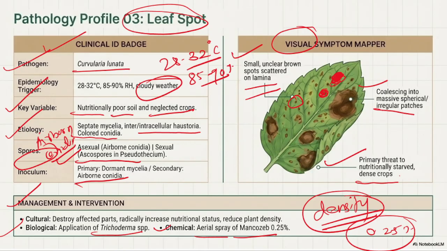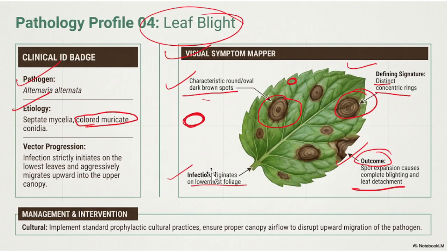Then we can study the leaf spot disease. Colored conidia are produced by the pathogens of both leaf spot and leaf blight. Then for the management strategy, we can implement standard prophylactic cultural practices, ensure proper canopy airflow, and disturb the upward migration of the pathogen. Upward migration of the pathogen means the first infection of this pathogen occurs in the lower part of the plants, and then it transfers to the upward direction of the plants.